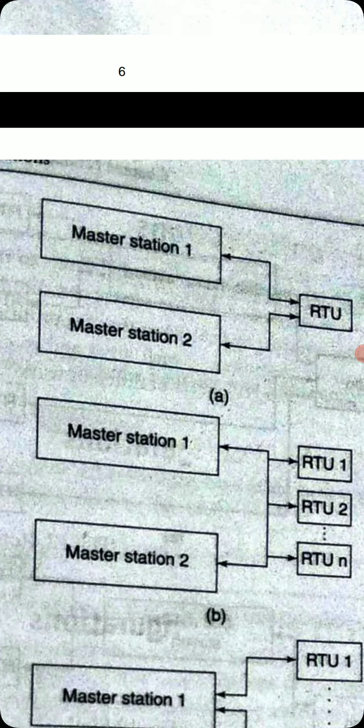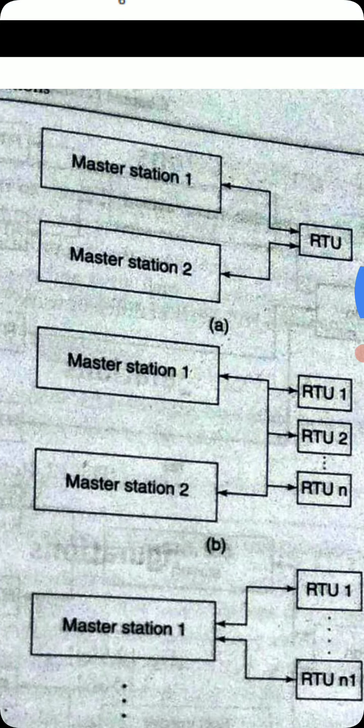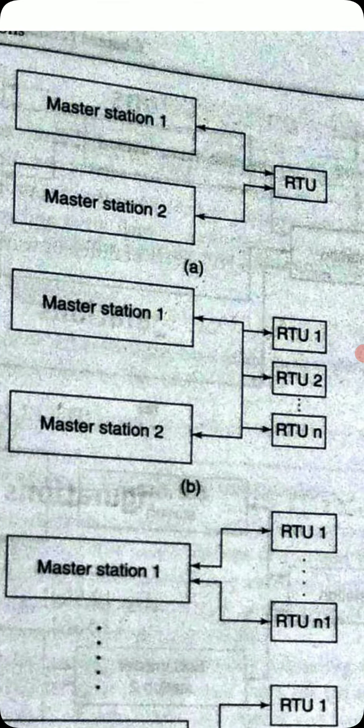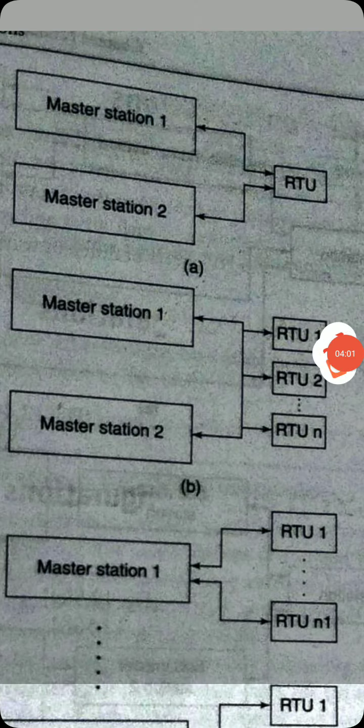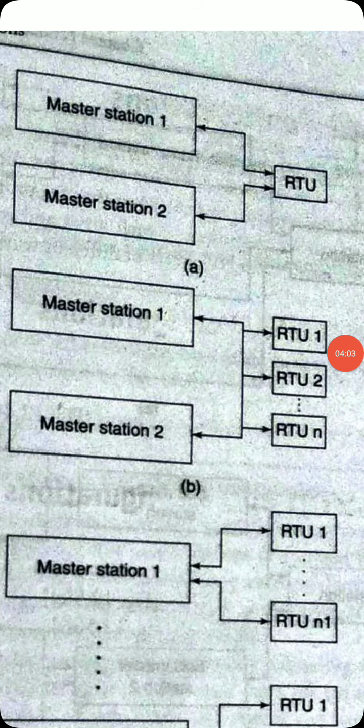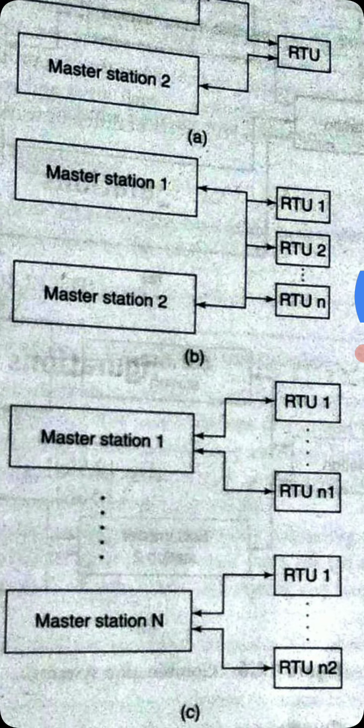Coming to the second one, multiple RTUs multi-drop circuit. You can see here two master stations are there. It may be 2 to 3 also, the number of master stations may be more, but I have taken here only 2. Here you are seeing, as in the previous one, the multi-drop circuit. One circuit is connecting to a number of RTUs. The same circuit is connected to two master stations. So this is called multiple RTUs multi-drop circuit.